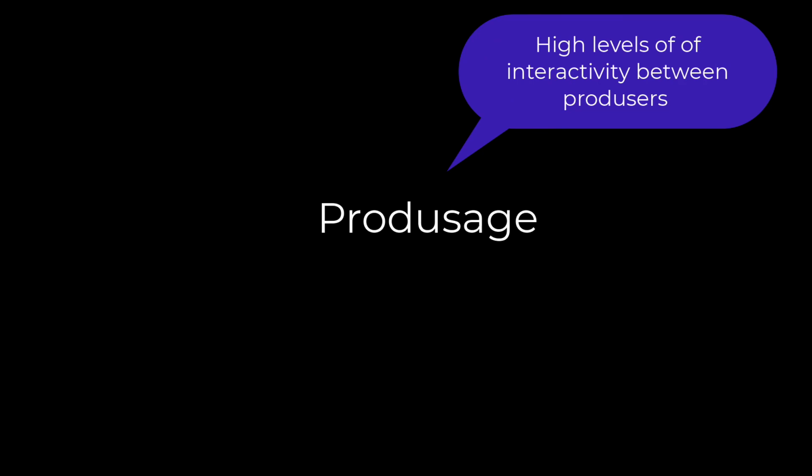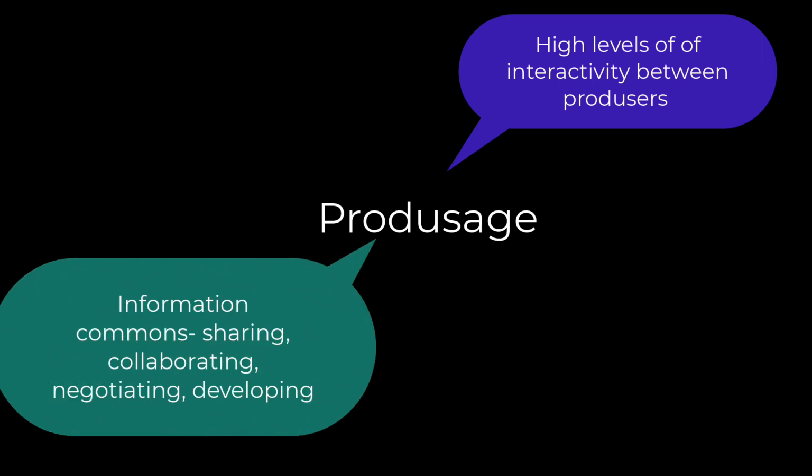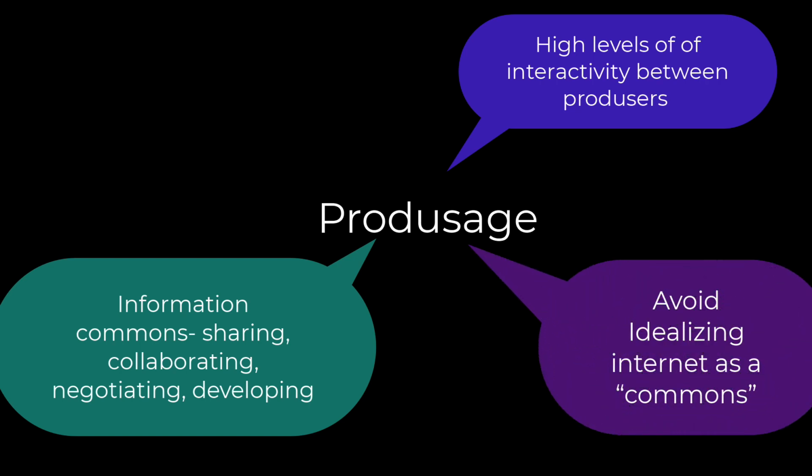In this view, we focus on high levels of interactivity between producers. Notice it's spelled with an S in this case, deliberately to highlight that it's a unique term. We take a look at things like information commons, places where we share, collaborate, negotiate, and develop. Wikipedia would be one key example. However, I want us to avoid idealizing these spaces. To some degree, it might be true that we're doing the labor out of love, but someone is profiting off the space.